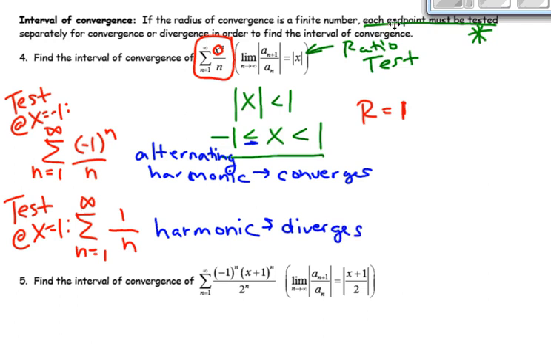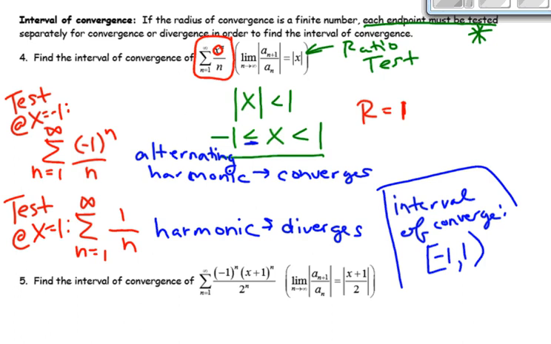So at 1, our series doesn't converge, but at -1 it does. So then the interval of convergence, I already have it written, but I like to write it again sometimes and label it as the interval of convergence. And you can actually use interval notation here. So the bracket for -1, and then at 1, the parentheses. Okay, so that's how we do interval of convergence.